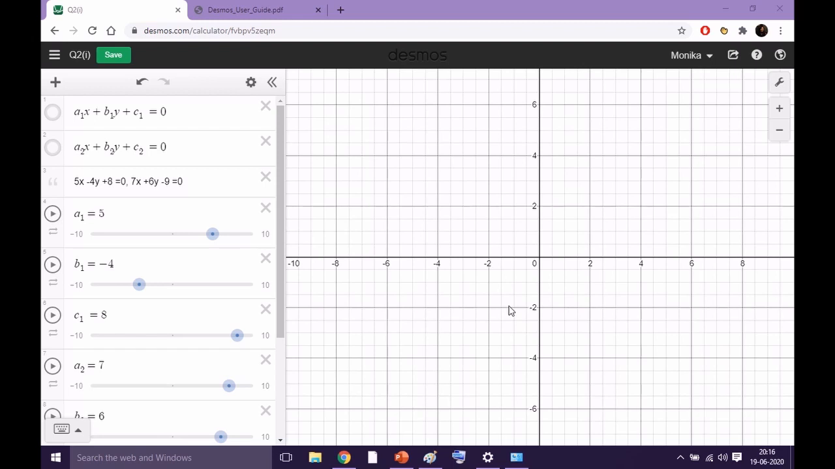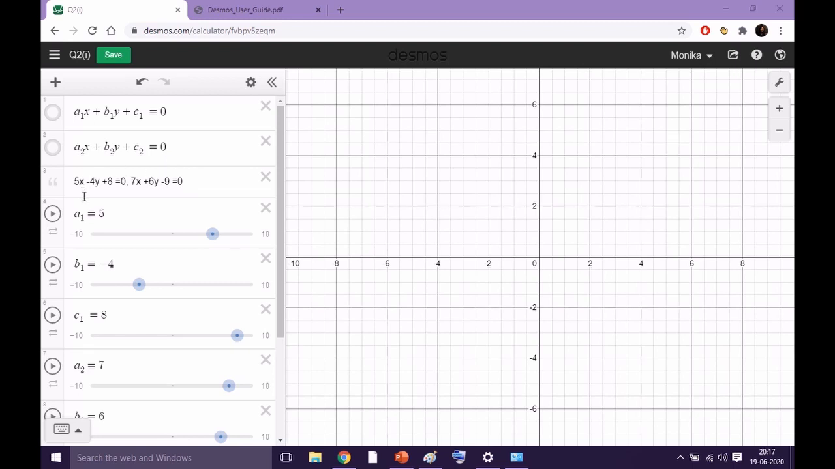See, when you draw two lines in one graph, the possibilities are either these will intersect, or these will be parallel, or these two will overlap. So we have to find out the conditions when these two will be intersecting, when these two will be overlapping or coincident, and when these two will be parallel to each other, right? So here what we will do, we know that the standard form of the linear equation is this one: a1x plus b1y plus c1 is equal to 0, a2x plus b2y plus c2 is equal to 0.